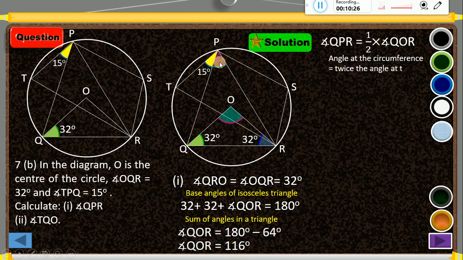So now, using this angle that is already highlighted here, we can see that this angle is half of this. And that gives us this. Angle at the circumference is equal to twice the angle at the center. So we now make our substitution, putting in the value of the angle at the center, 116 degrees, divided by 2, we have 58 degrees. So therefore, the angle at the circumference, QPR, is 58 degrees.